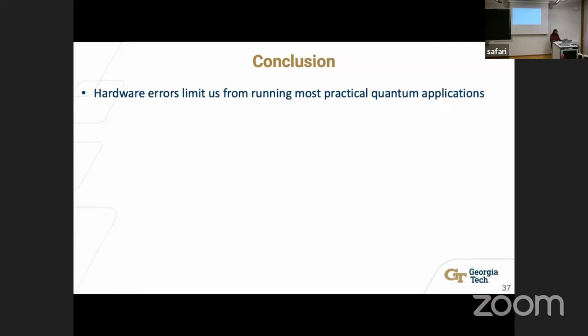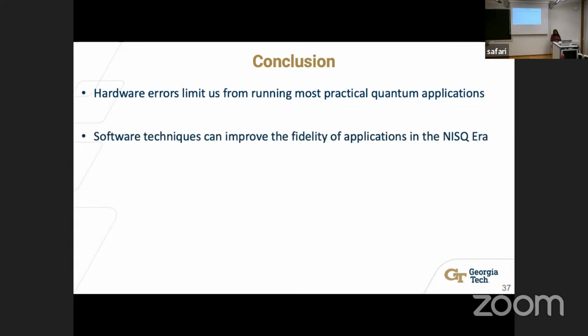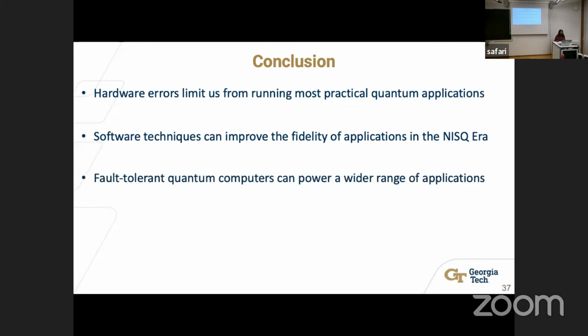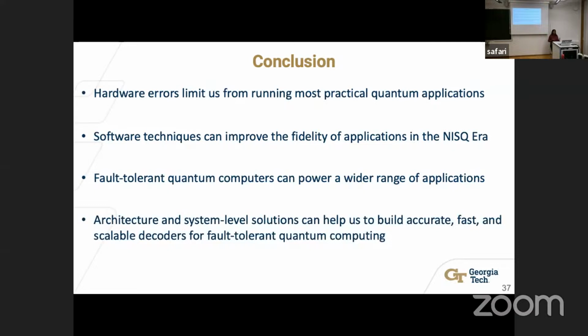That brings me to the conclusion. Hardware errors are one of the biggest challenges in quantum computing. They limit us from running most practical quantum applications today. And in the NISQ era, or the near-term quantum computing, you will be running a few domain-specific applications where you still outperform, hopefully, your best-known classical algorithm. And in those cases, you don't really have the luxury or the resources to do quantum error correction. So you use software error mitigation techniques. If your software is more intelligent, you can suppress errors better. And then eventually you want to build fault-tolerant quantum computers. So you want to understand quantum error correction today on these small systems, and system-level solutions can help us build those error correction frameworks that you need to build fault-tolerant systems.